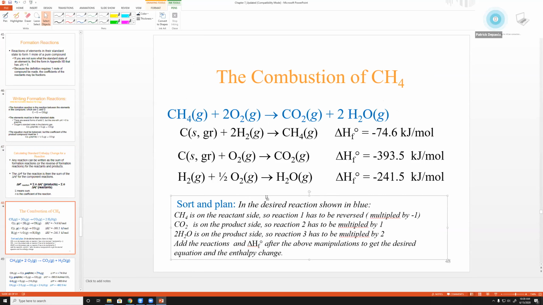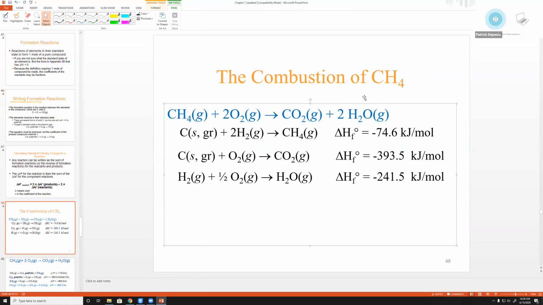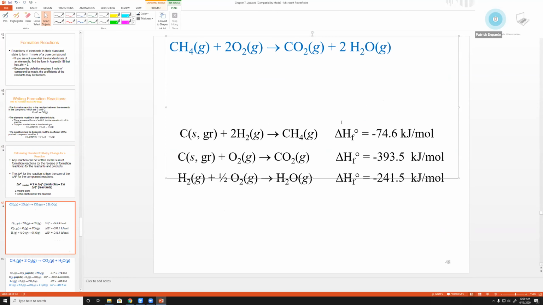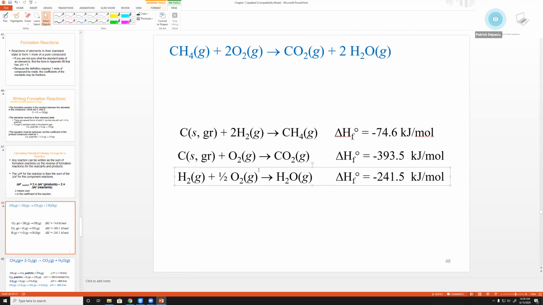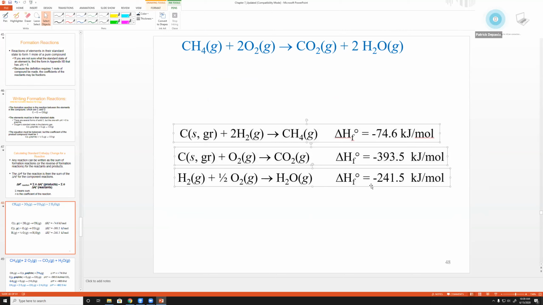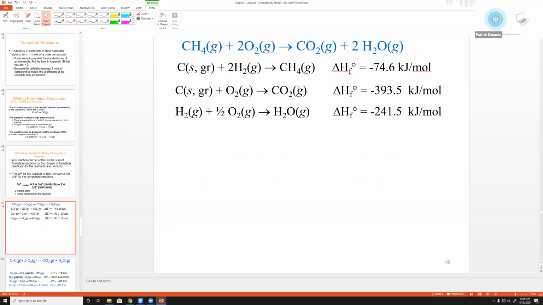Okay, so we're going to do this one, where this is a standard Hess's law problem. You're given these 3 reactions. Your goal is to find the reaction in blue.